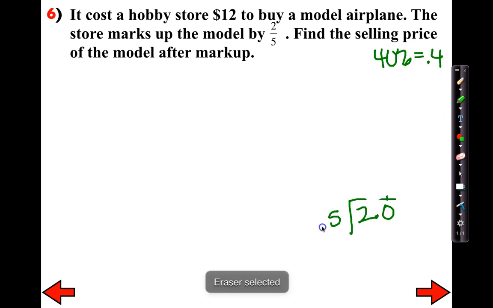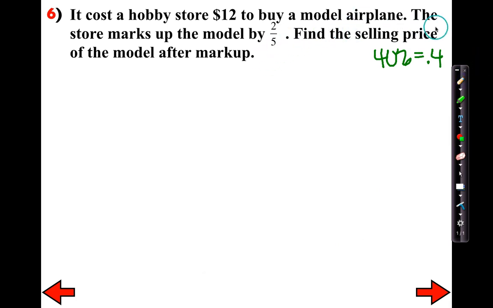Okay, so now going back to the drawing board, they want to know the selling price of the model after the markup. So they're not interested in just the markup, they want to know how much it is including markup. So of course you're going to have to include the 100% with the 40%, which is going to give us a grand total of 140%, which is equivalent to 1.4.